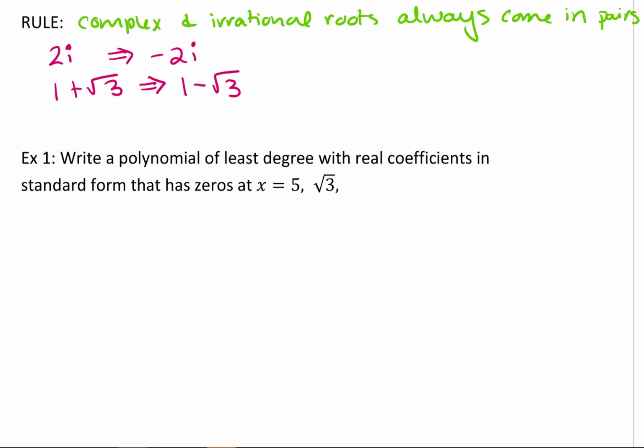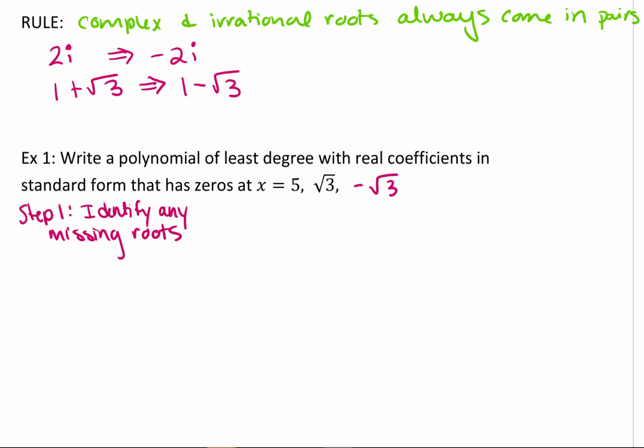Write a polynomial of least degree with real coefficients in standard form that have zeros of x equals 5 and x equals root 3. So even though the question is not telling us that there is a pair to root 3, we must just insert that because we know that that irrational root has to come in a pair. So step 1 is identifying any missing roots.